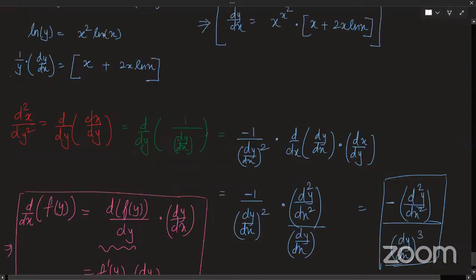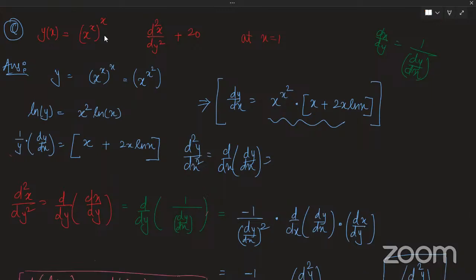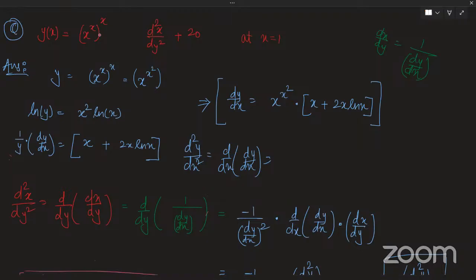Okay. So I know my value of dy by dx. From this, can I calculate my value of d2y by dx square? So this means d by dx of dy by dx. Can I differentiate this thing with respect to x? Anyone? Can I differentiate this thing with respect to x? Yes, sir. What will be the derivative of this thing with respect to x? How will you differentiate? You have got two functions in multiplication. Yes, product rule.